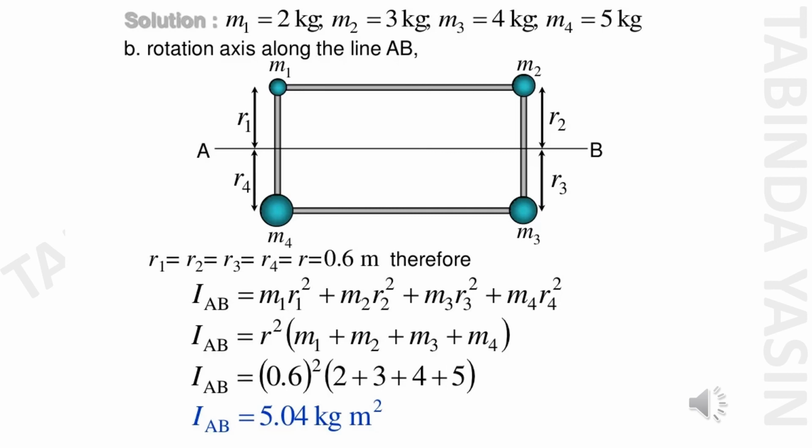Taking r squared common, we have IAB is equal to r squared into (m1 plus m2 plus m3 plus m4), that is IAB is equal to 0.6 squared into (2 plus 3 plus 4 plus 5), that gives IAB equal to 5.04 kilogram meter squared. That is the inertia for the rotational axis along the line AB. The problems are here. Further, we'll discuss in the next lecture.